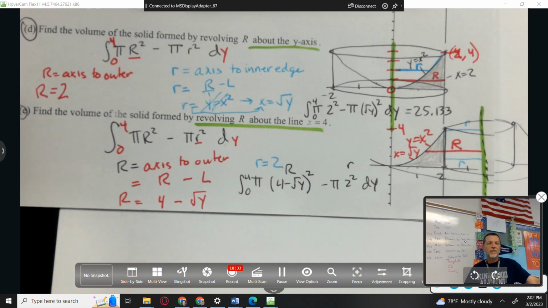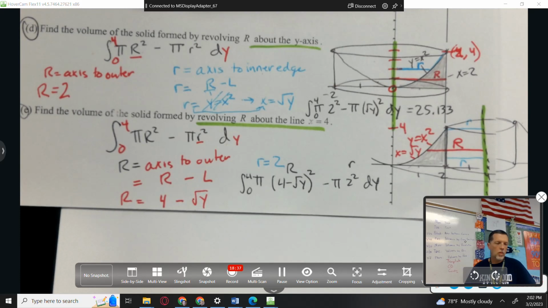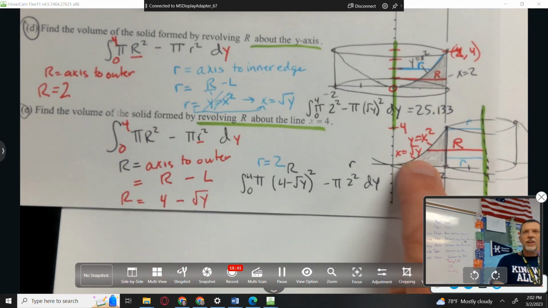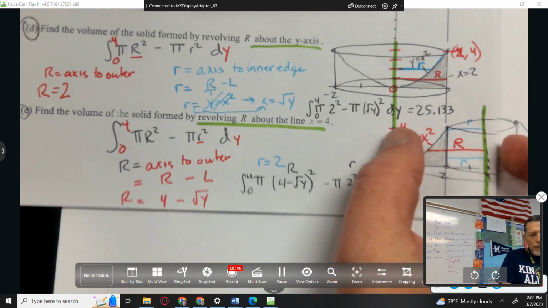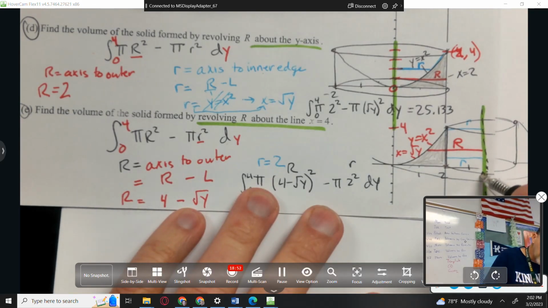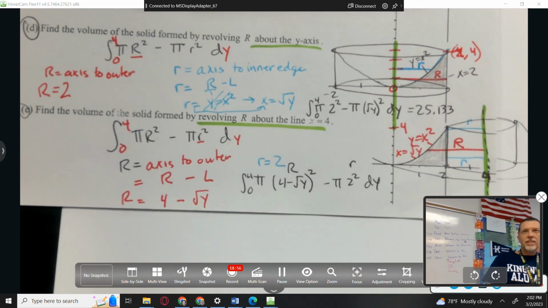Julia, wait, how did you get big R again? How is it 4 minus square root of y? So big R is always from axis to outer edge, as opposed to axis to inner edge. So if I want to know how big that is, this is 4. Oh, okay. 4 is the rightmost minus whatever this side is. Oh, okay.